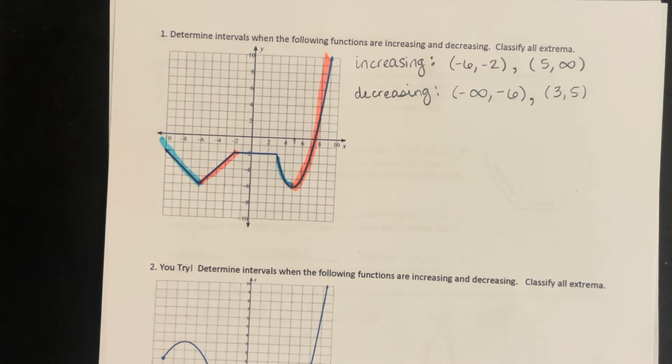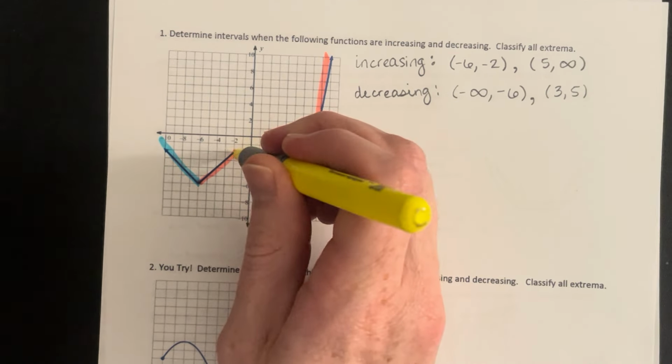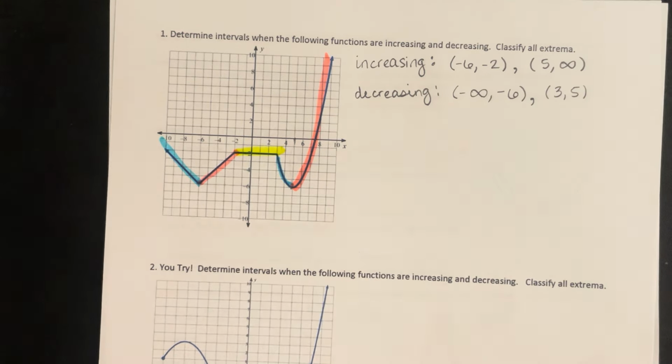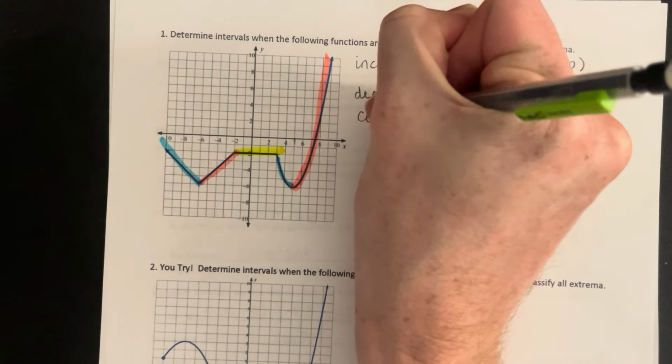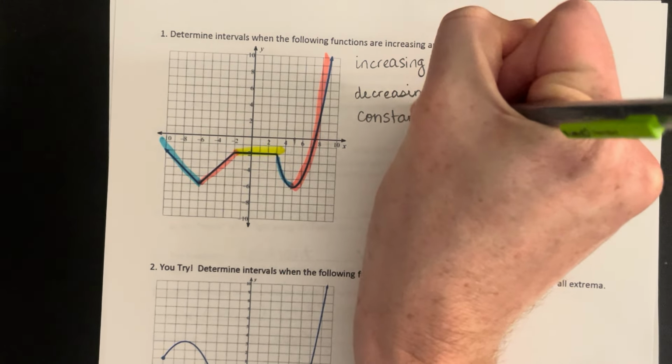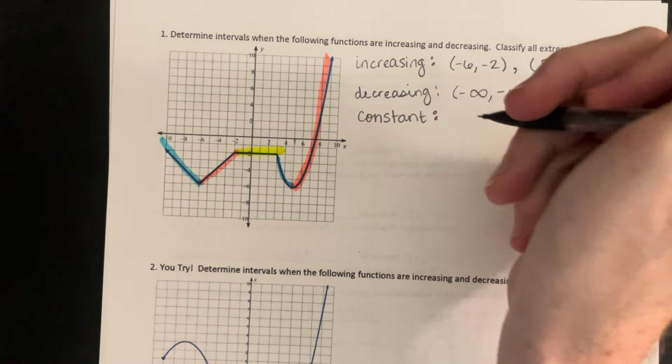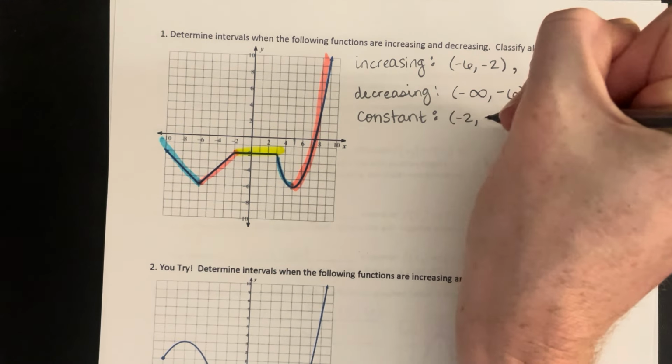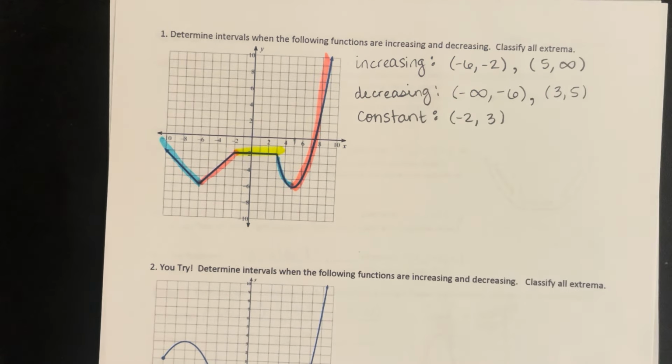Now, I did not include this in the directions, but we can describe when the graph is constant. That's here in this middle section. So I'm going to add that to my notes. The graph is constant between -2 and +3. These are the x values, x equals -2 and x equals +3.